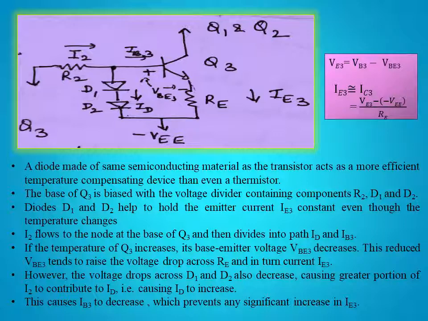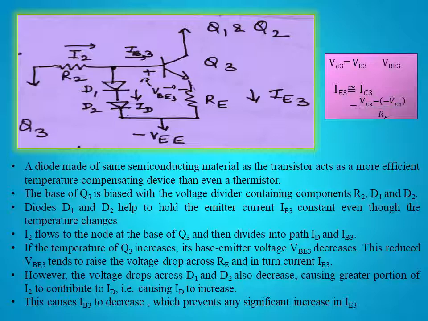Now when temperature increases, the base to emitter voltage of Q3 decreases. If the base to emitter voltage of Q3 decreases, then it increases VE3. When VE3 increases, this in turn increases the emitter current IE3. If IE3 increases, then IC3 will also increase, and the current provided to Q1 and Q2 will increase, thereby shifting their operating point. Now what happens?